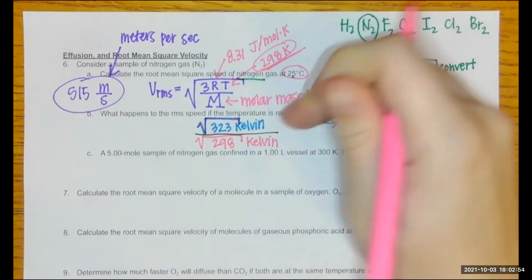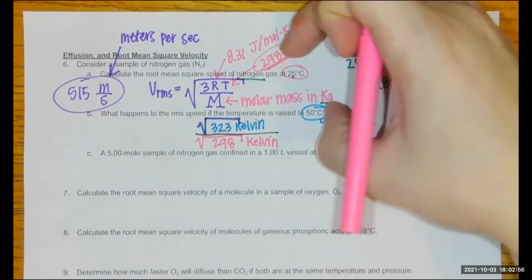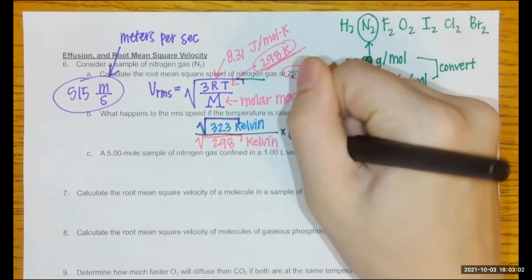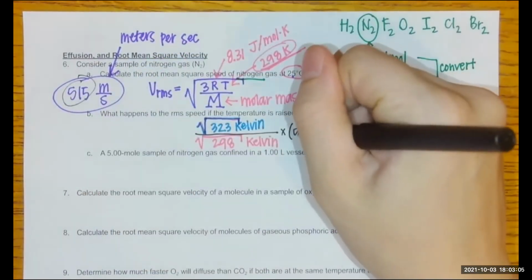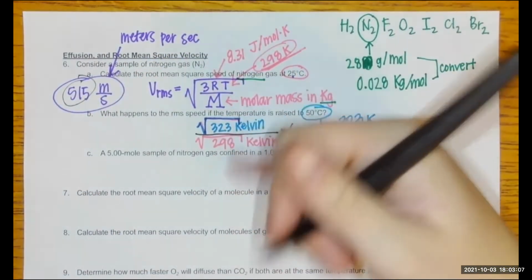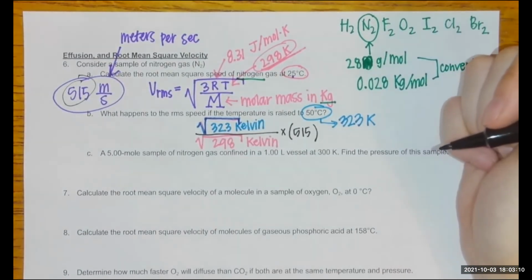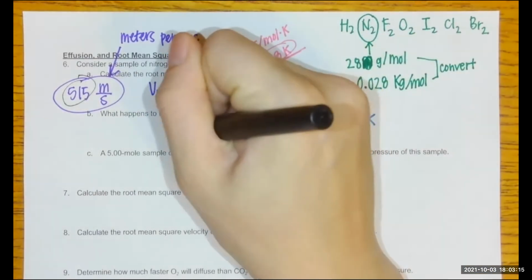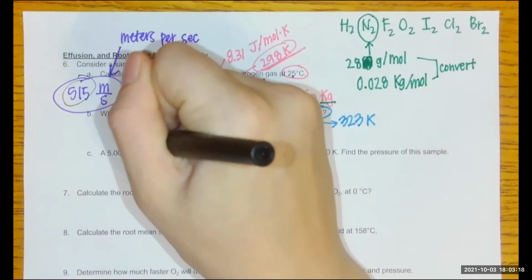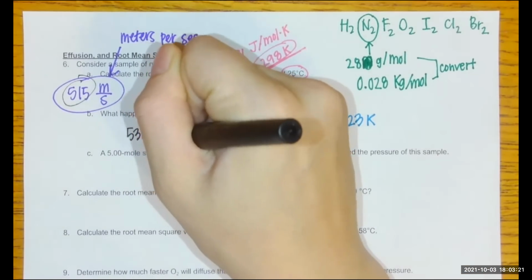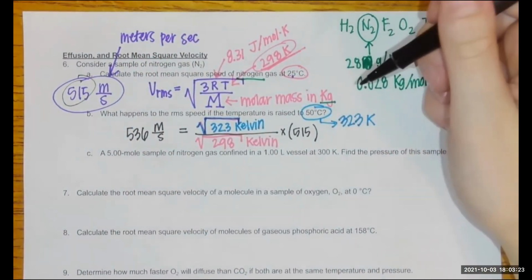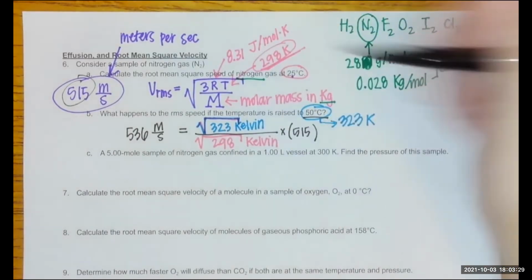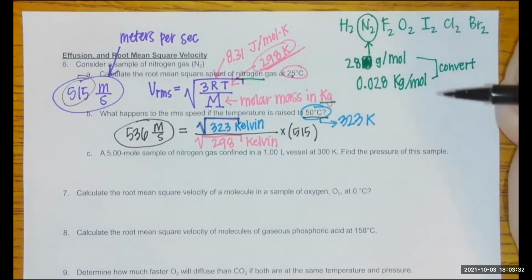I'm literally just making a fraction of the two speeds and knowing that it's going to be multiplied by this 515 original. I'm just seeing what the difference would be. And I think when you multiply it out, double check me, but I think you get 536 meters per second. You could do this a whole other way. You could literally just plug in the 50 and do it the other way, but just trying to shake things up.